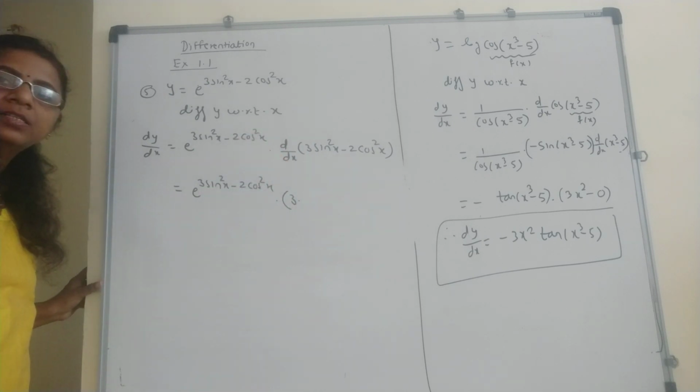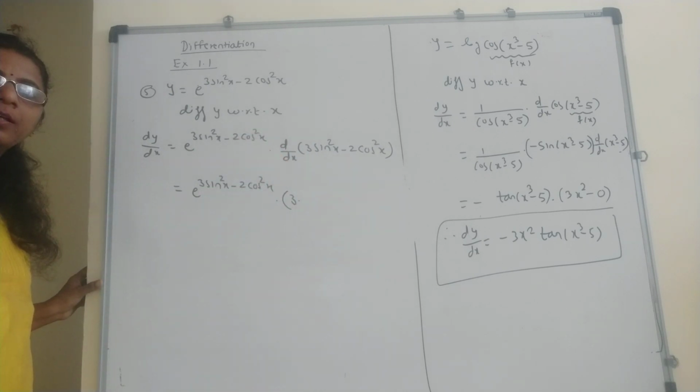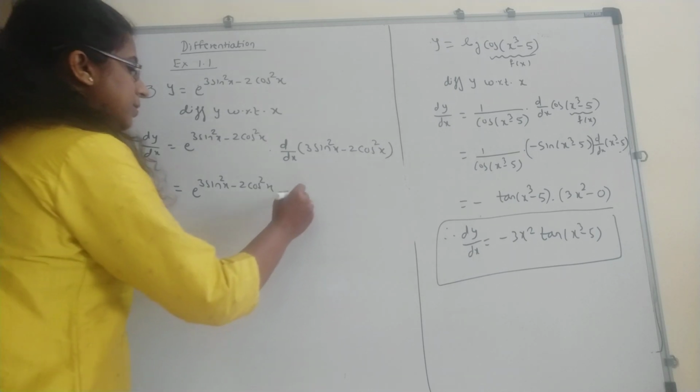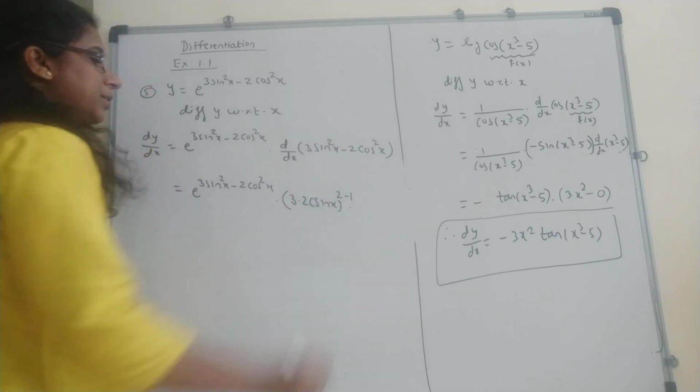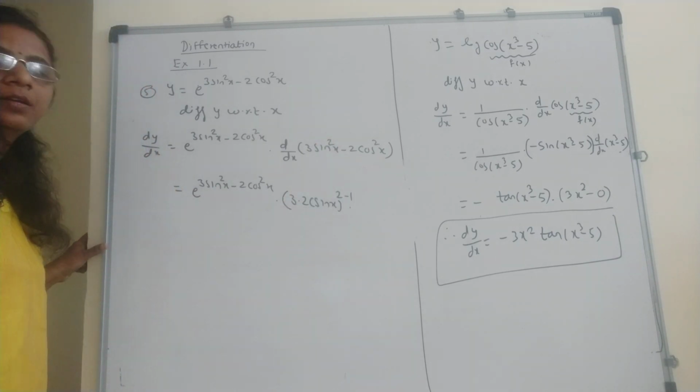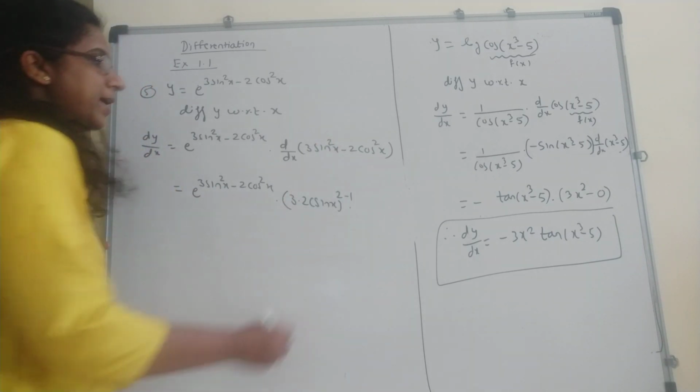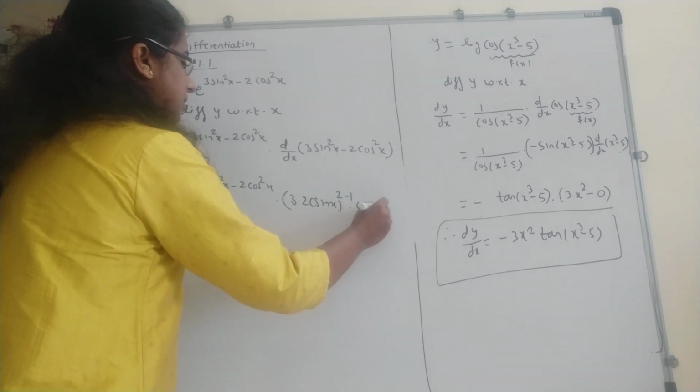Similarly, how will you consider the derivative of sin square x? sin square x is like f(x) raised to n. So the derivative value is n f(x) raised to n minus 1 multiplied by the derivative of the inner function. The inner function is sin x, and its derivative is cos x.